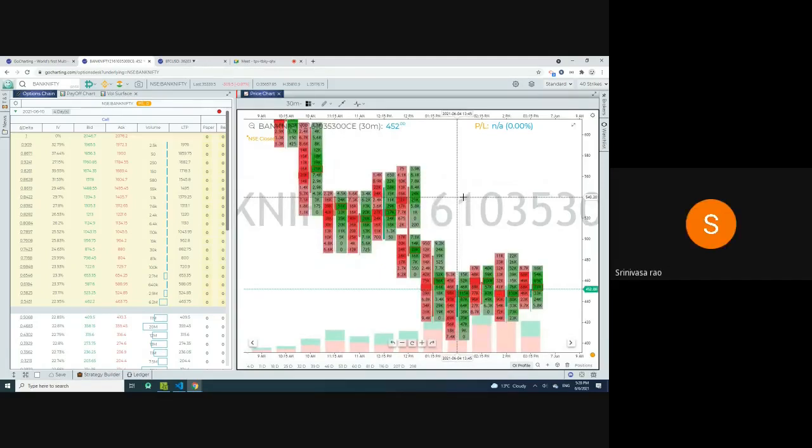Currently, I have a futures data pack. Can I access this in the live options chain? So this is the options chart. If you have the futures data, you will be able to use it on the futures chart.